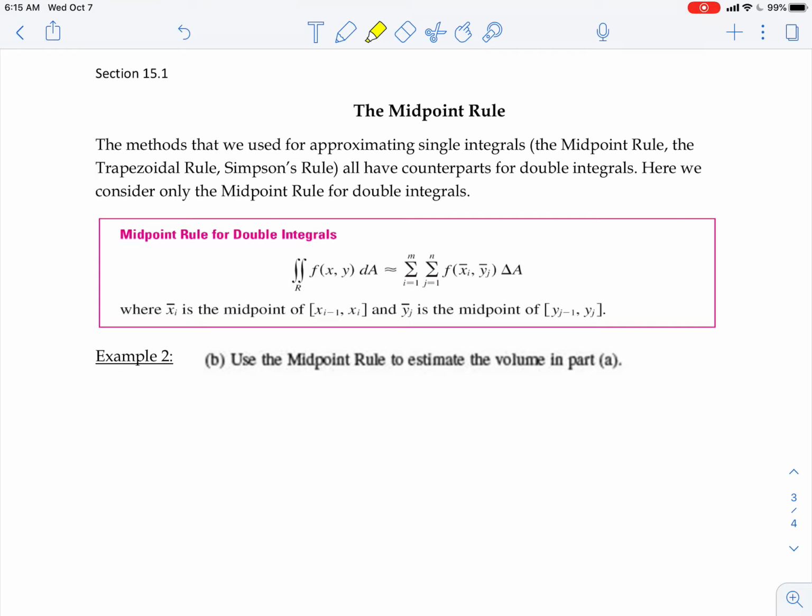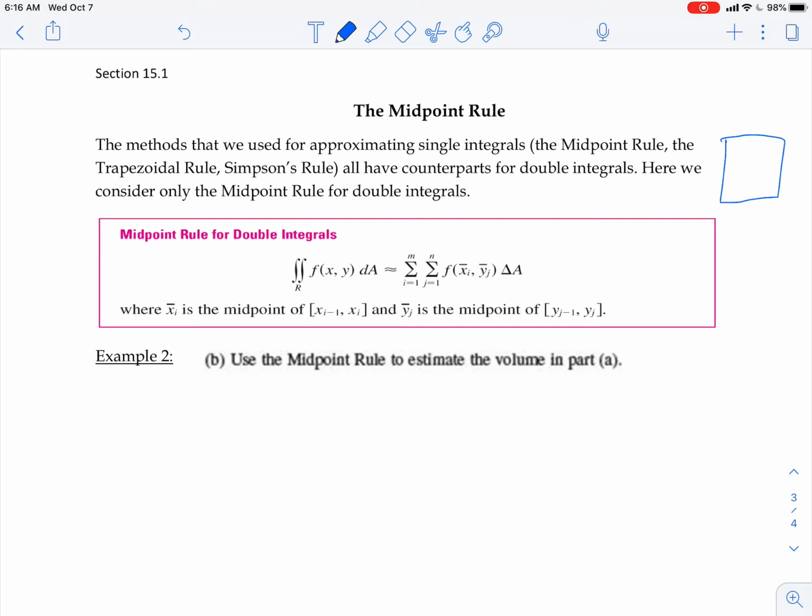And the midpoint rule is very similar to the Riemann sums. Instead of taking the lower left, the lower right, the upper right, or the upper left, we're going to take the actual midpoint, or the middle part, of each little rectangle. Instead of taking the upper right-hand spots or lower left, we're just going to take the midpoint of each subrectangle. That's the midpoint rule. Everything is going to be the same except now we're taking the middle value.